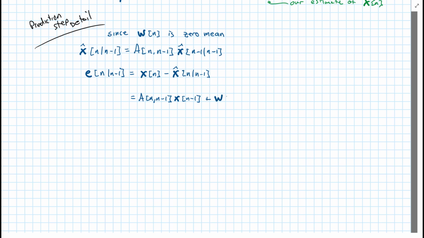If, for example, we have an estimate of the previous error, let's go ahead and try to express things in those terms. So we know that x of n, and I should put in our B matrix there, is just equal to the previous x plus the process noise. And then we're going to subtract x hat, and we already know what that looks like. That's A of n times x hat n minus 1 given n minus 1.